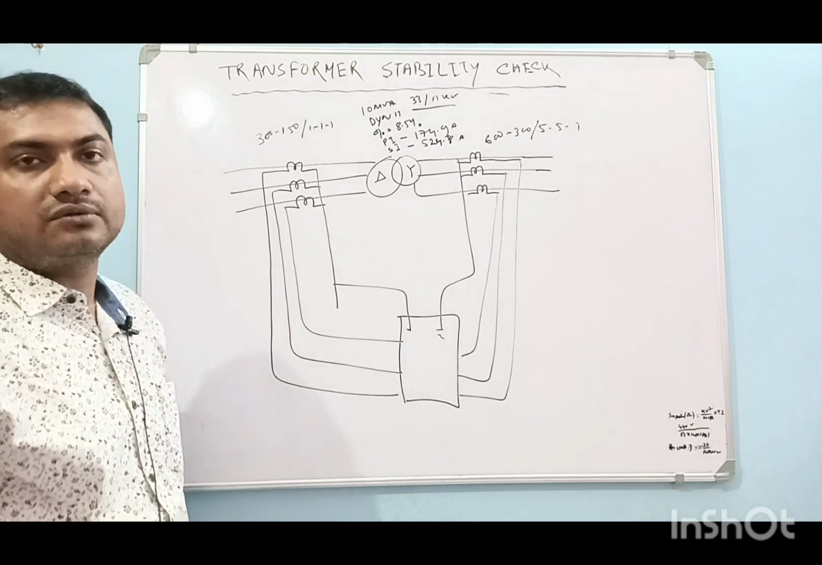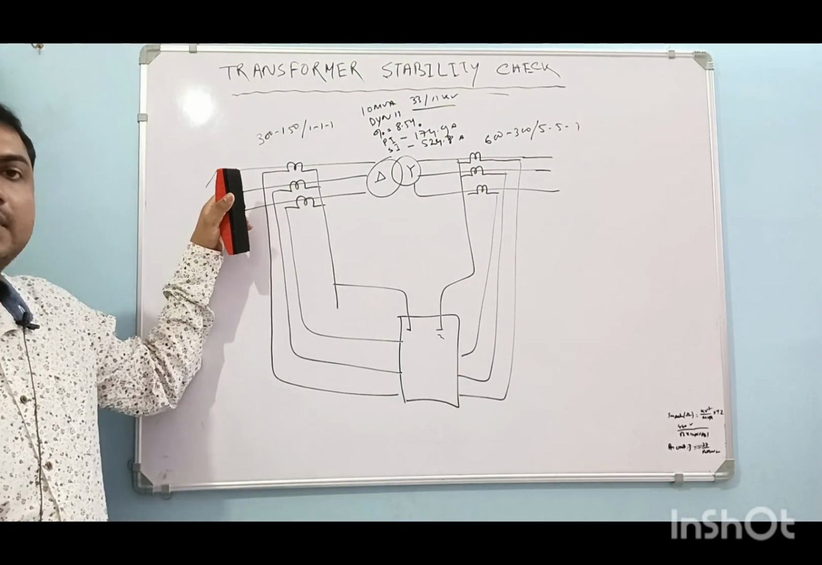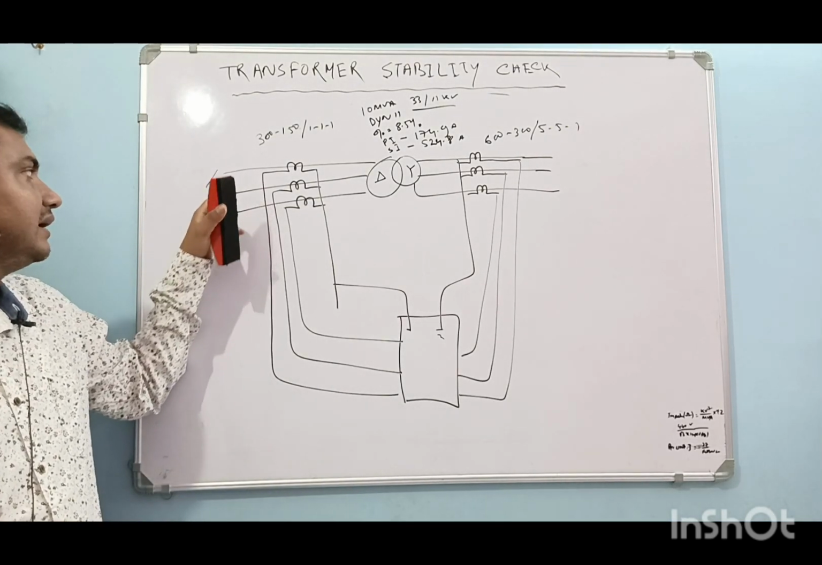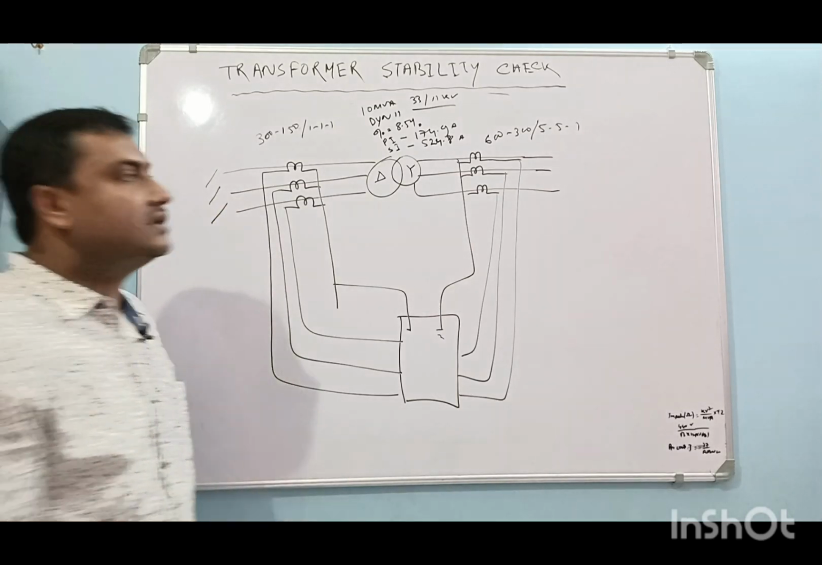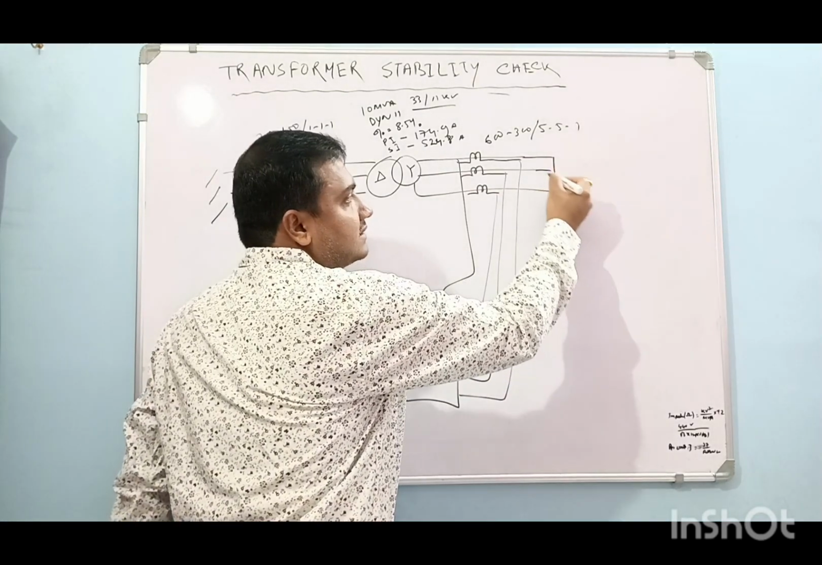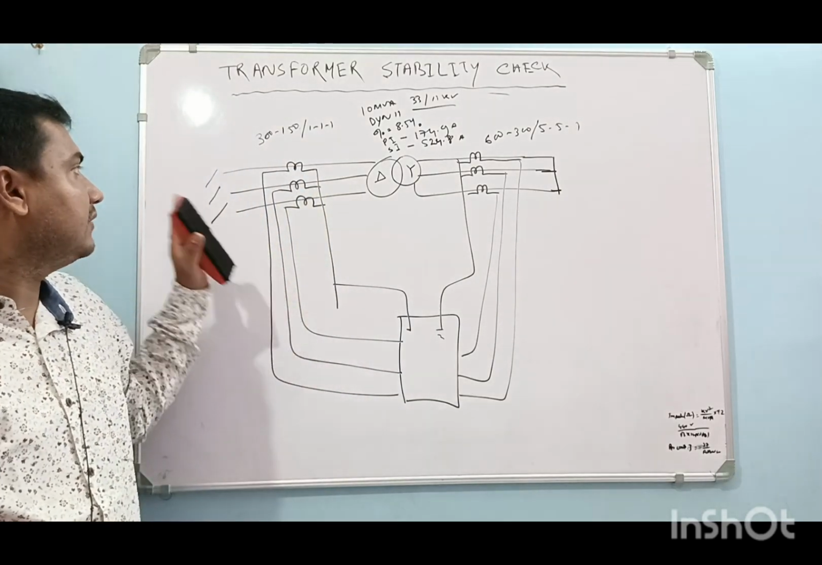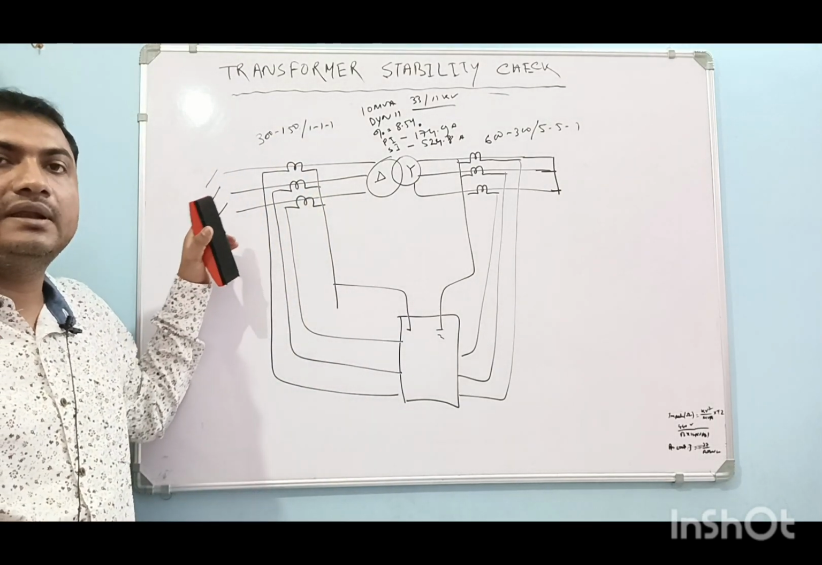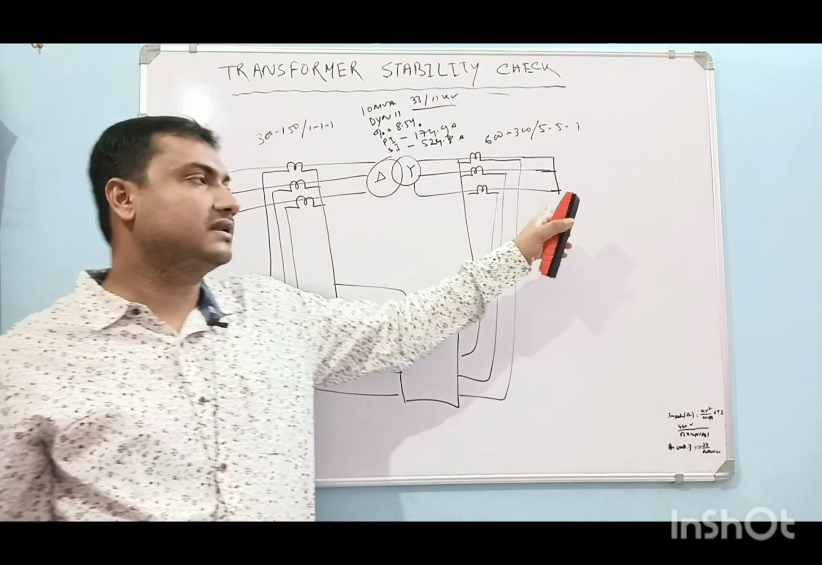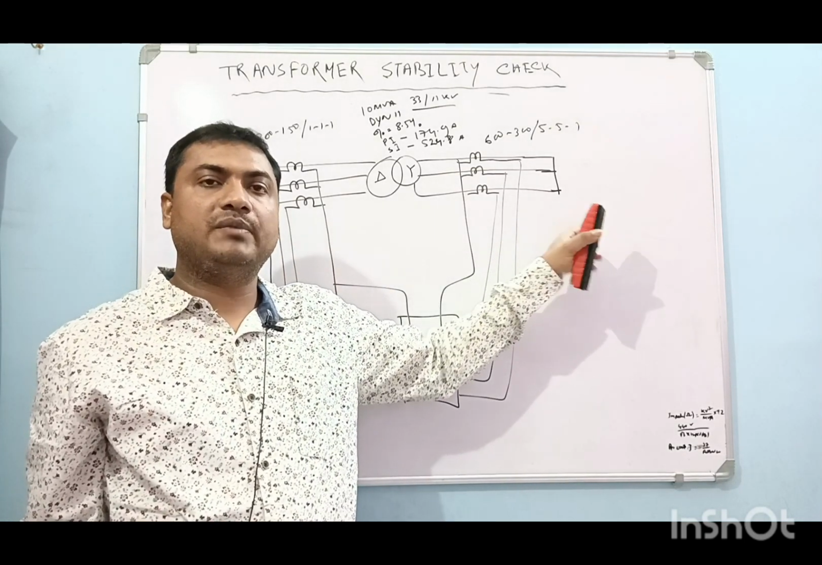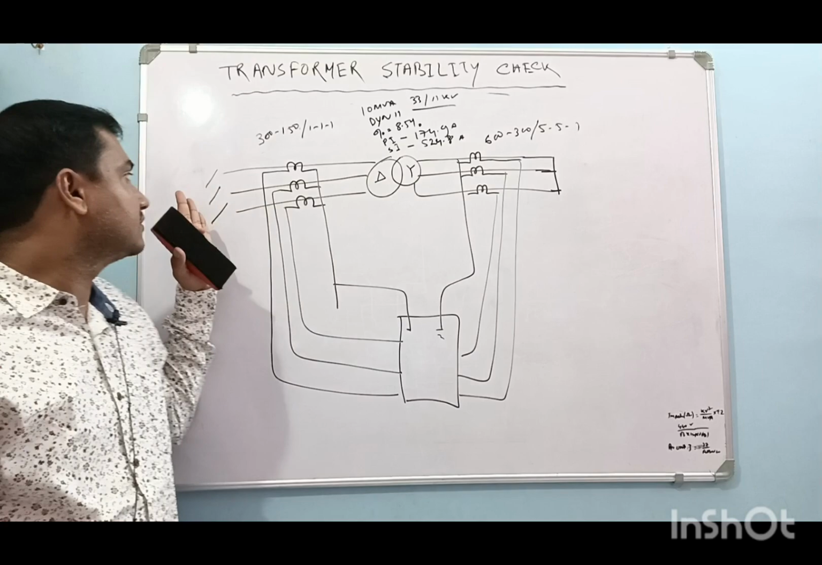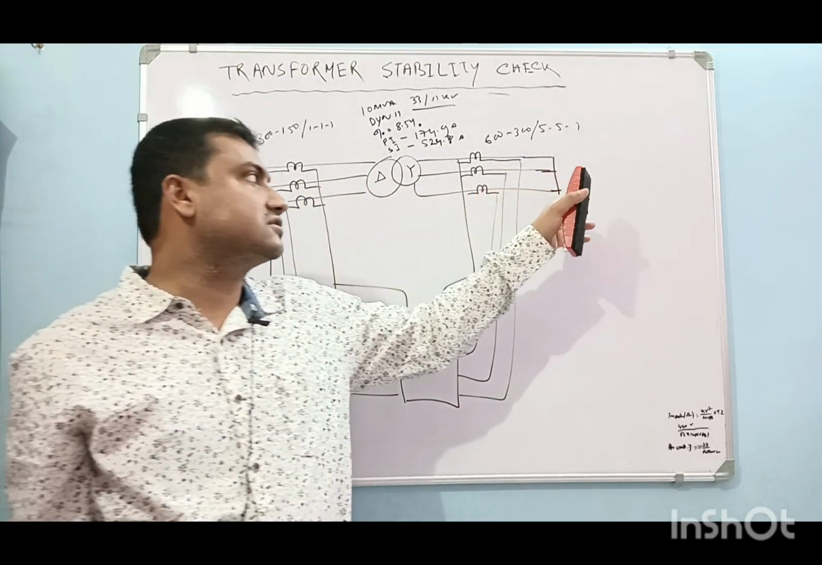Now what should we do to do the test? We will put a 415 volt MCB in the HT side and we will short the LT side. We may also reverse the same: we can short the HT side and feed 415 volt to the LT side.